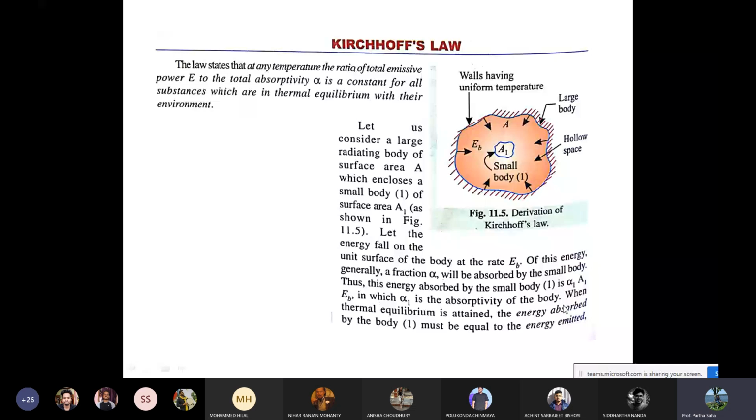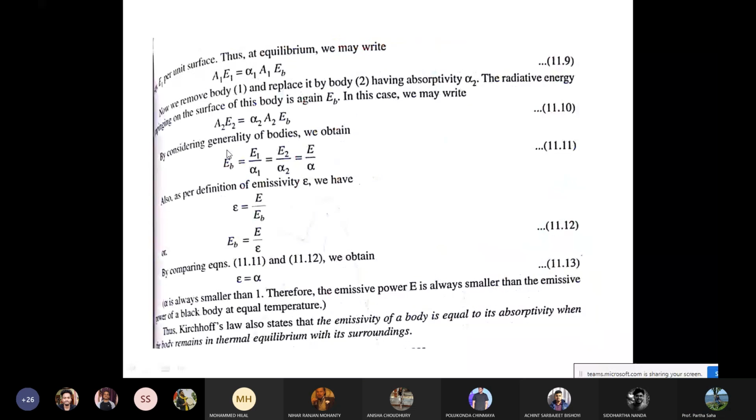Now, when thermal equilibrium is attained, the energy absorbed by body 1 must be equal to the energy emitted. What is the amount of energy absorbed? That is, as we have seen, alpha 1 A1 EB. And what is the amount of energy radiated? The energy emitted is A1 E1, where E1 is the emissive power. Now, if you remove body 1 and replace it by body 2, having absorptivity alpha 2, the energy absorbed by the body will be alpha 2 A2 EB, and the amount of energy emitted will be A2 E2. So, by considering the generality, we can write EB equals E1 by alpha 1, E2 by alpha 2, that is, E by alpha.